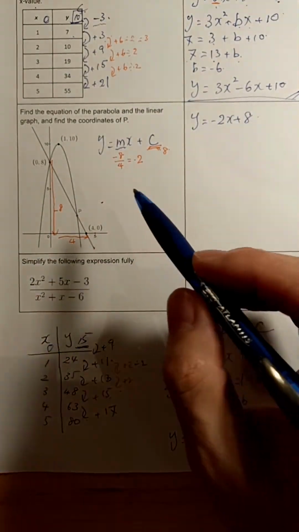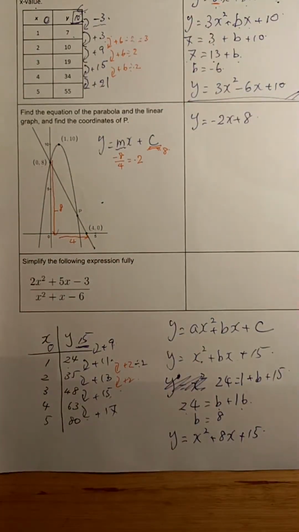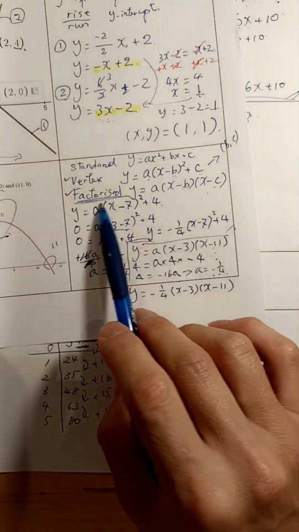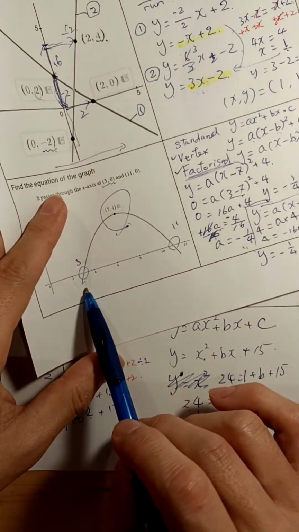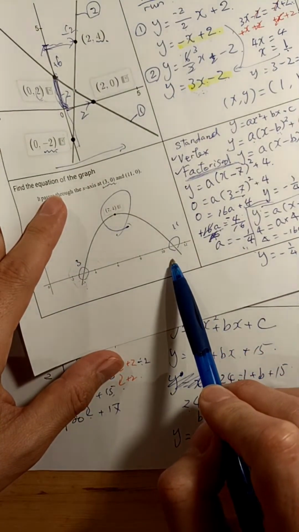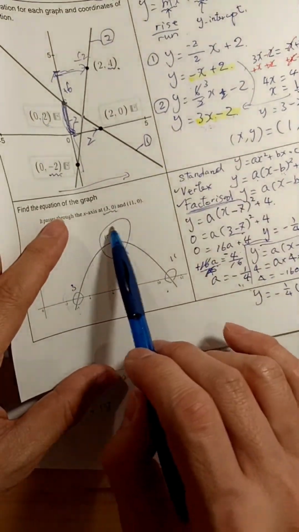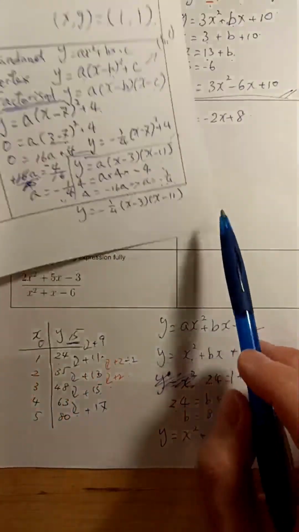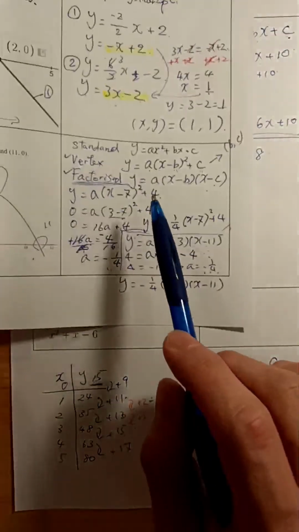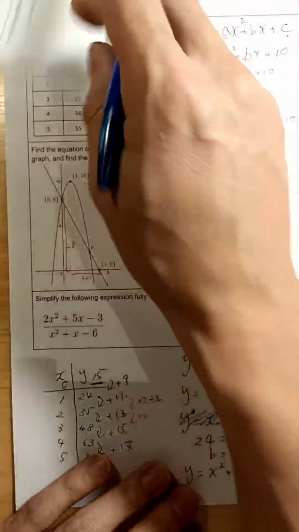Okay. And then remember, when you're dealing with a quadratic graph, you use vertex form or factorized form. You use factorized form when you know the x-intercepts. And when you know the coordinate of the vertex, you use vertex form. For this one, I know the vertex, so I will use the vertex form, which is a bracket x minus b squared plus c. Okay? Right, let's do it.